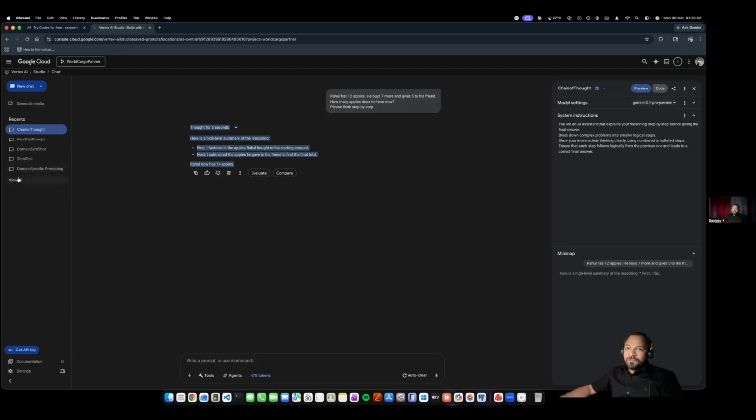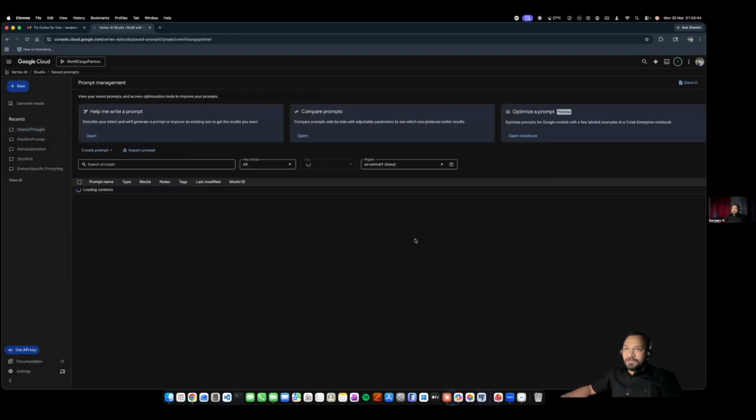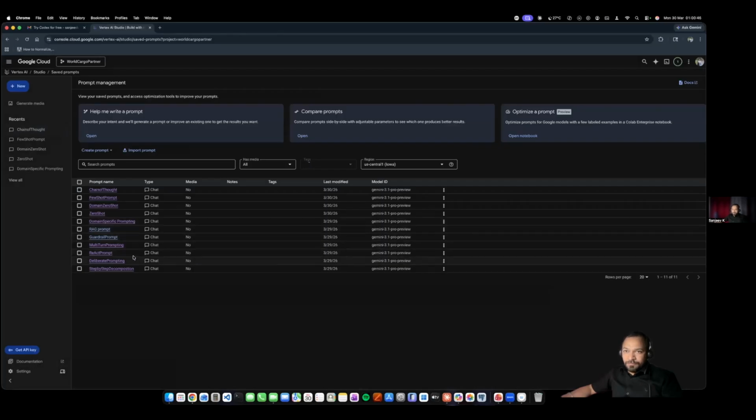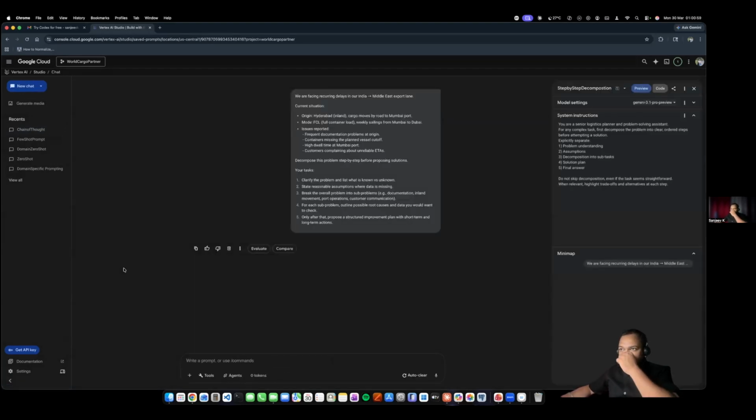After chain of thought, we go to the next one. What would be the next one? I think it is step-by-step decomposition. Correct. Yeah. So the next prompt is step-by-step decomposition. This is where we define what should go as step one, what should go as step two.